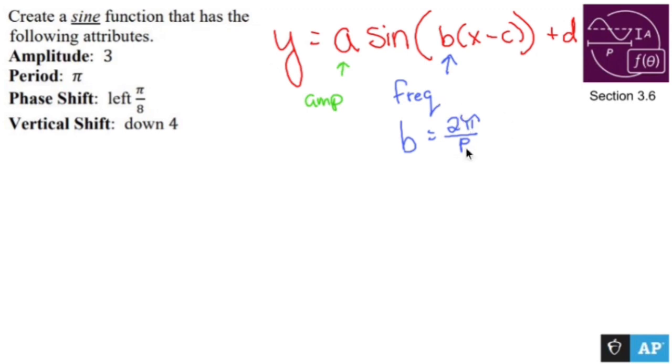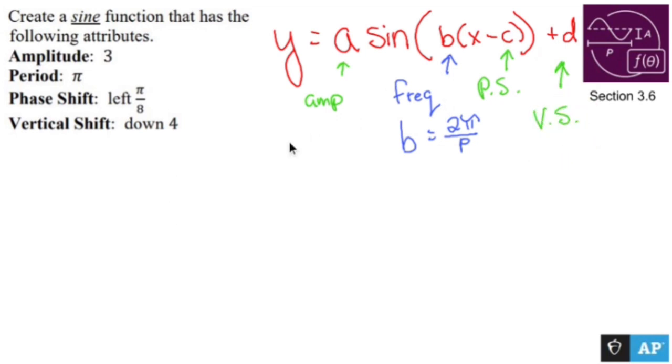I'll do a little bit of quick math right there to take care of that. C is going to be my phase shift. Now, when I'm moving left, the number in the parentheses is positive. That's why the negative here is given. When I'm moving right, the number in the parentheses is going to be a negative number. So left pi over 8 means I'm actually going to add pi over 8, but we'll get there when we have to get there. D is going to be my vertical shift.